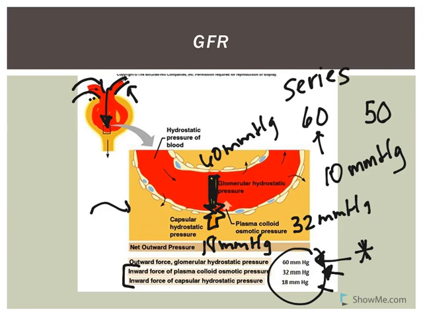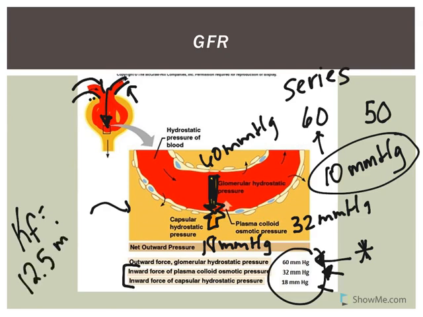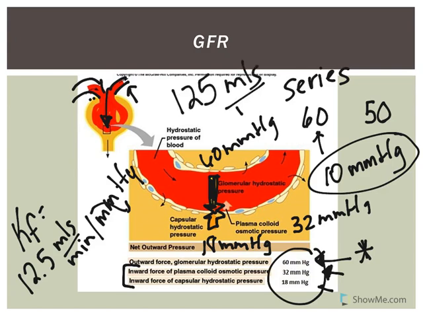And so we have a net filtration pressure of 10 millimeters of mercury. And what if I told you that the filtration coefficient in the glomeruli is 12.5 mils per minute per millimeter of mercury pressure difference? So what you end up with is 12.5 times 10, which gives us our GFR of 125 mils per minute. So we're filtering 125 mils every minute by our kidneys.